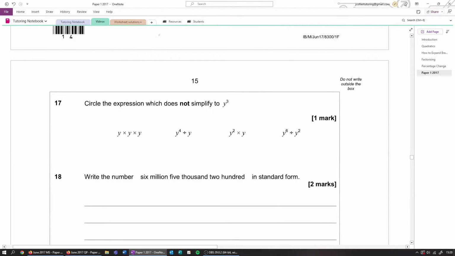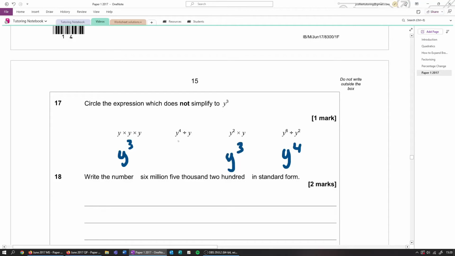Okay, circle the expression which does not simplify to y cubed. Well, y times y times y is y to the power of 3. Let's have a look at this one over here. y to the 6 divided by y squared is y to the 4. Because of the rules of indices, I'll make a video on it. But when you divide, you minus the power. When you times, you add the power. For instance, this one here is timesing, so you add them to get y to the 3.